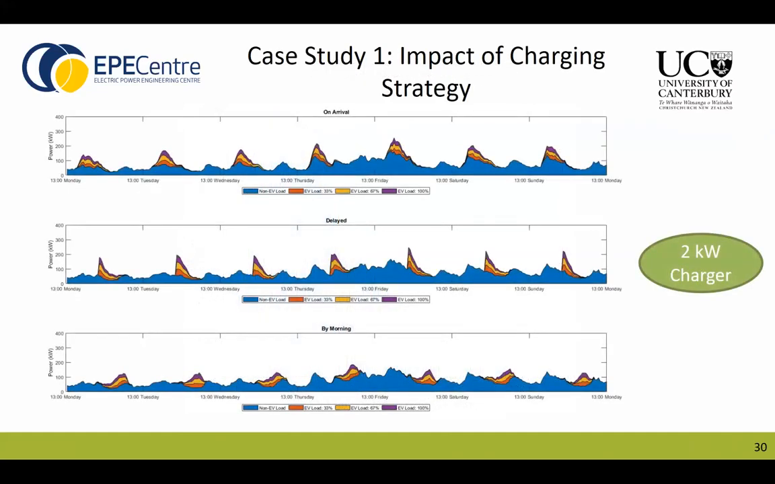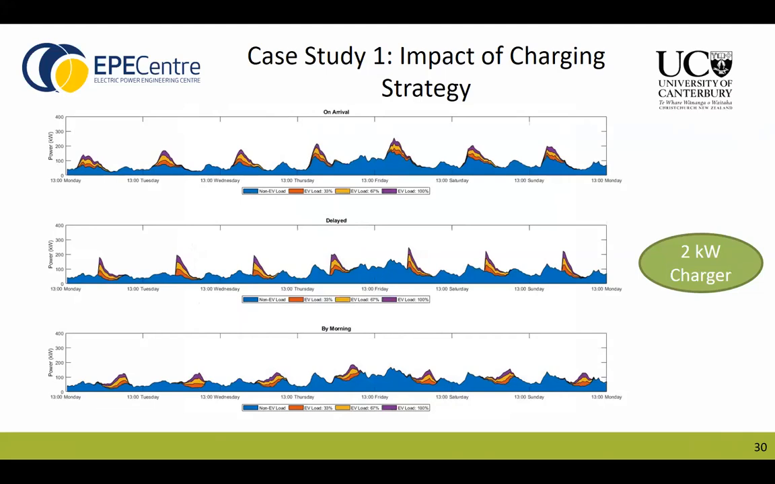Okay, so let's first look at the impact of different charging strategies. Here we're going to consider 3 charging strategies, and these are labelled, I'm sorry if the axis labels here are a little bit small, on arrival, delayed, and by morning.